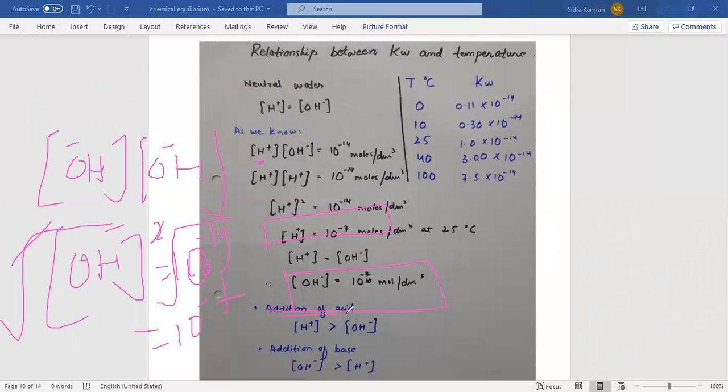By the addition of acid, the concentration of H positive ion will increase. By the addition of base, the concentration of OH negative ions will increase. In neutral water, the concentration of H positive ion and the OH negative ions remains the same.